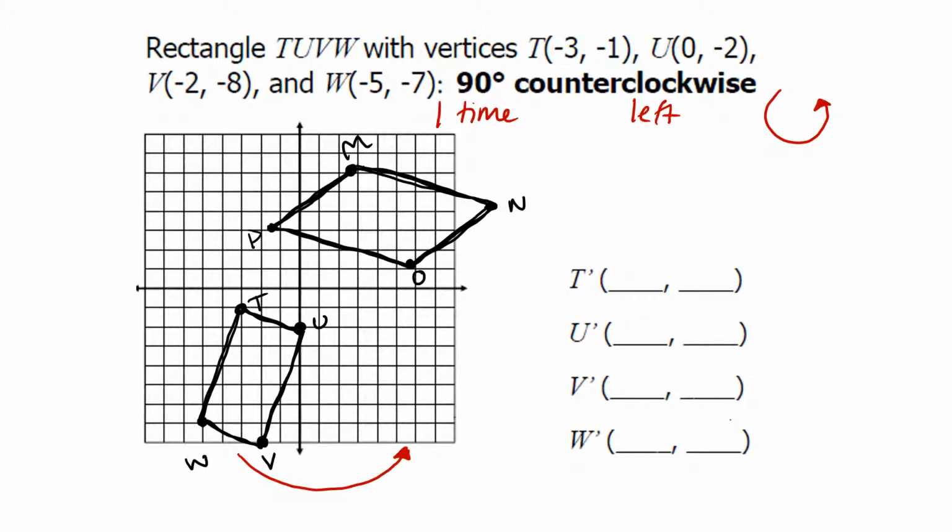For our points, we're going to turn the points 1 time. So for letter T, instead of 3, 1, we end up with 1, 3. We drop the negative signs for now. We'll put them back in later. For U, 0, 2, we turn it 1 time to become 2, 0. For V, 2, 8, we turn it 1 time to become 8, 2. And for W, 5, 7, we turn it 1 time to become 7, 5.